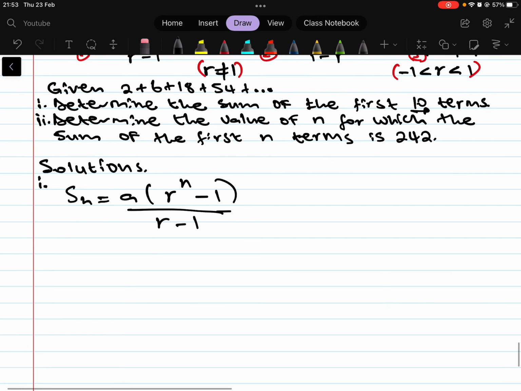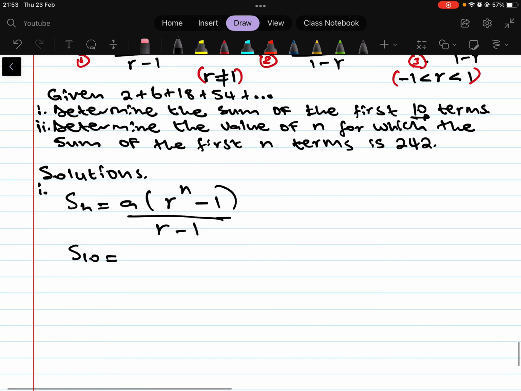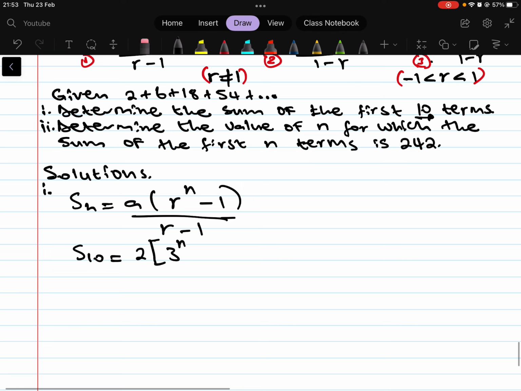They told us to calculate the sum of the first 10 terms. Therefore, n is 10. Sum of the first 10 terms equals, remember a is always equal to the first term. The first term is 2 in this case. What is r? r is the common ratio. 6 divided by 2 gives you the r, which is equal to 3. And then the exponent, sorry for that, it's still 10 minus 1, all divided by 3 minus 1.